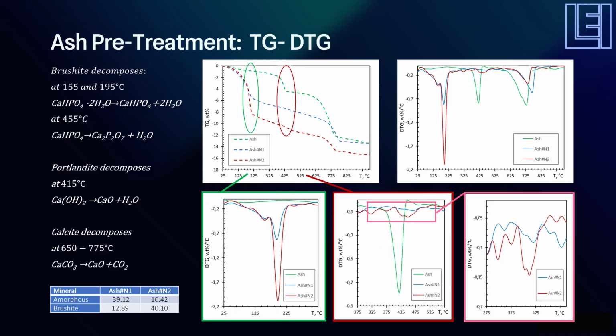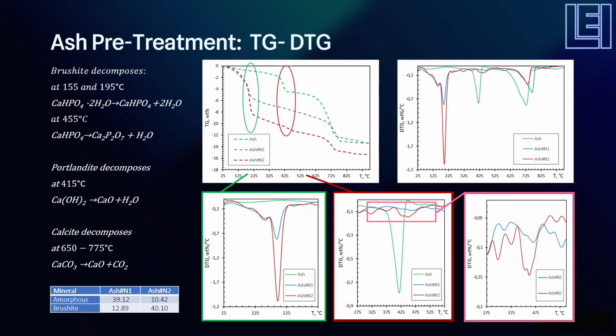TGA analysis of treated and untreated ashes shows that mass losses are around the same temperatures, 200, 400 and 700. Brushite was obtained after acid treatment and its decomposition occurs around 190 degrees. The mass loss around 400 corresponds to portlandite decomposition, and it is typical for raw ash. It's absent in treated ash.